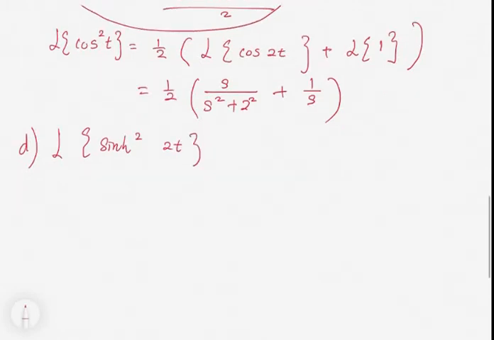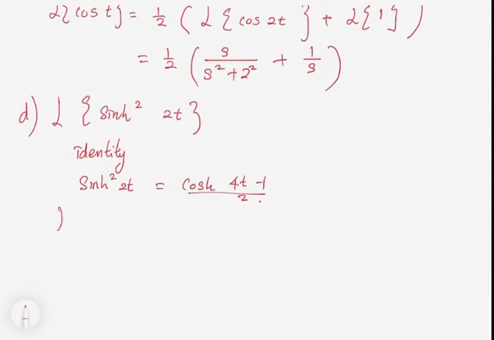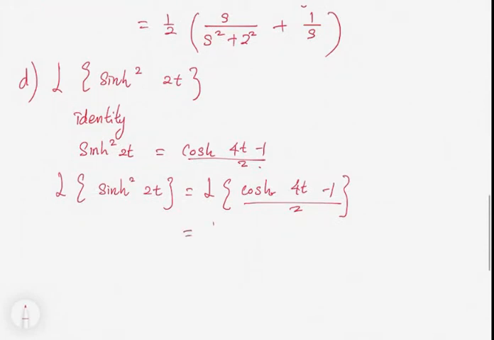Again, you need to go through this identity first. Identity of the sinh. You change the sinh square 2t to cos 4t minus 1 over 2. This one is under the identity table. So straight away you can have the Laplace transform of sinh square 2t equivalent to the Laplace transform of cos 4t minus 1 over 2. So this is equivalent to half Laplace transform of cos 4t minus Laplace transform of 1.